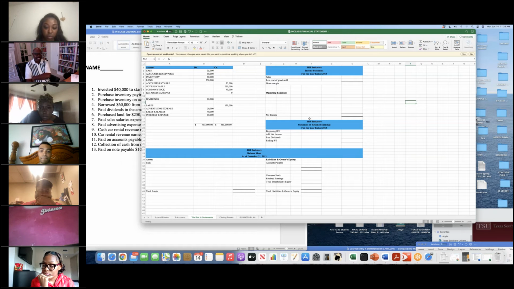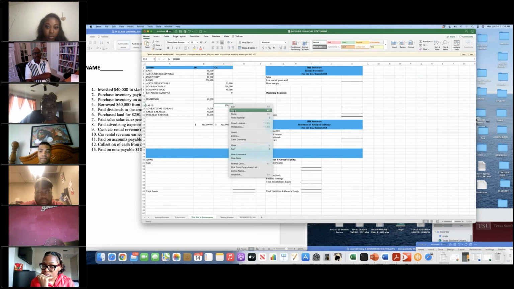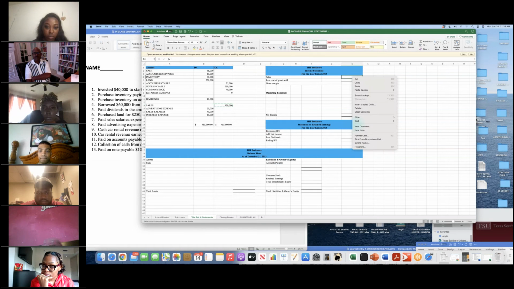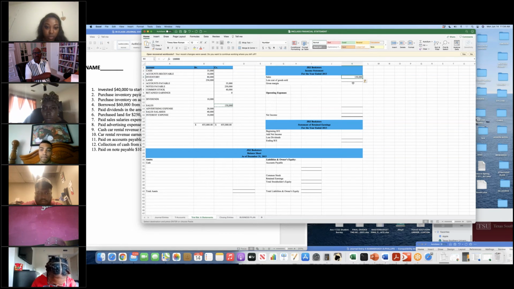So let's work with it. So all the hard work is done, right? So all we got to do is get our sales now, copy it, paste it. And since we don't have anything else, any cost of goods sold, we paste it there too. So that's our sales.